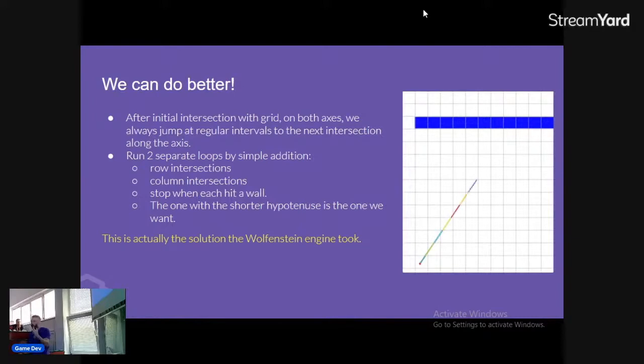Once you have your initial one, it's just incrementing the delta. It's a simple addition function, and you run both of them in a while loop until both of them hit something, and you take the shorter one, and that's it, right? And again, we've reduced this not in the amount of iterations that we run, but in the complexity that we take each time. Okay, simple addition is of course far easier, and this is the solution that Wolfenstein actually took.